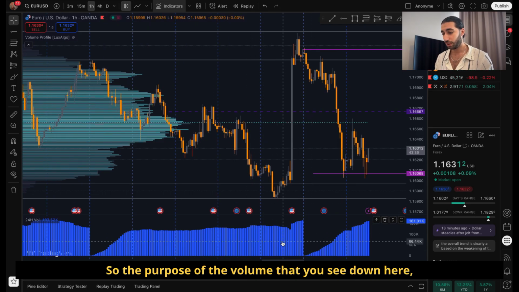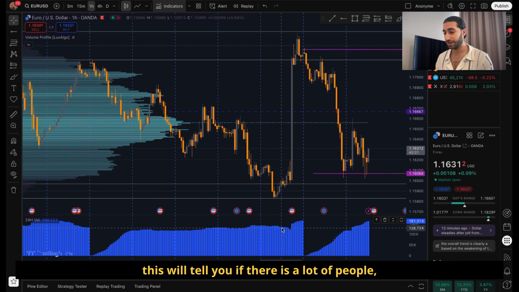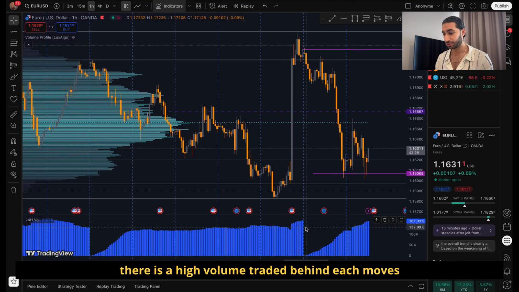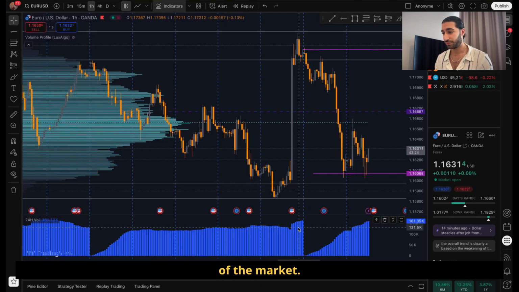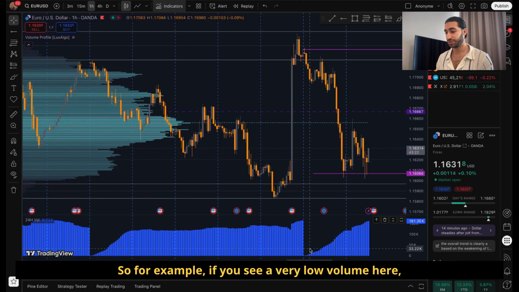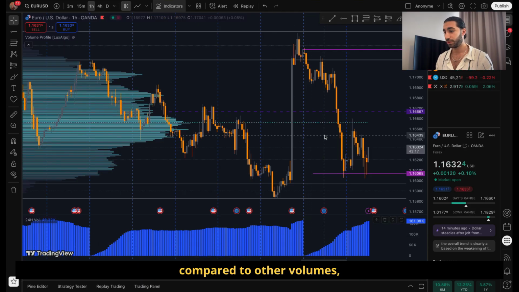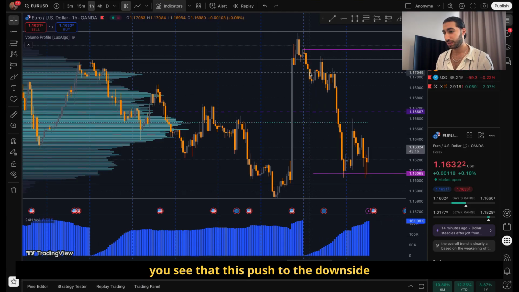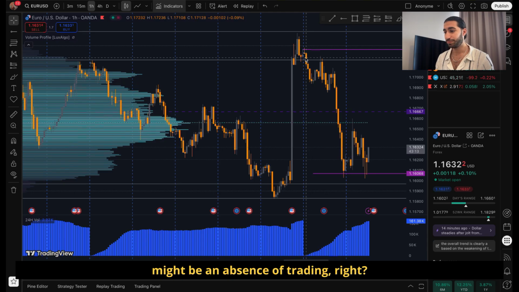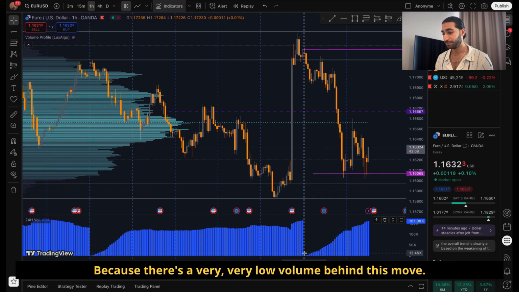So the purpose of the volume that you see down here, this will tell you if there is a lot of people, there is a high volume traded behind each moves of the market. So for example, if you see a very low volume here compared to other volumes, you see that this push to the downside might be an absence of trading, right? Because there's a very low volume behind this move.